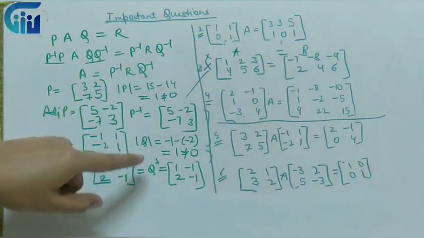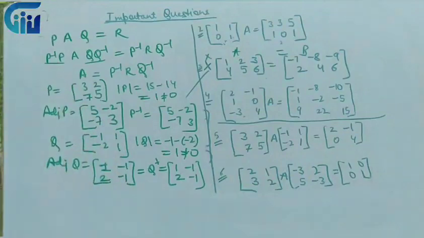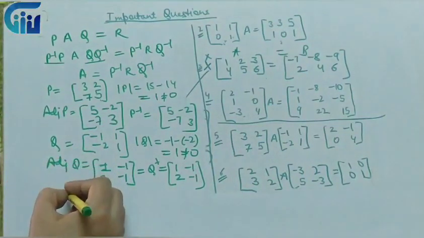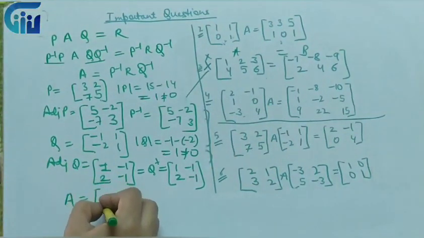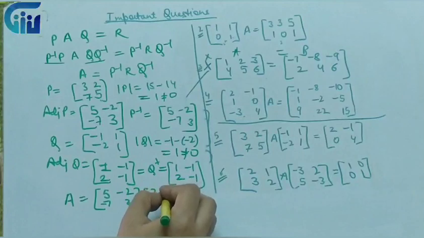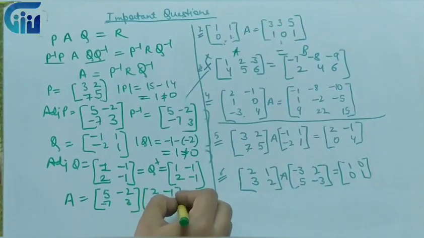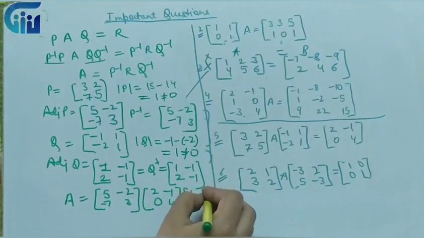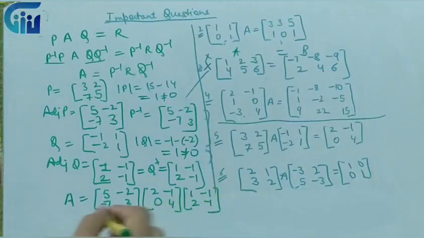So I have my P inverse, I have my Q inverse. I'll put it over there in A to get A. So P inverse is 5, minus 2, minus 7, 3. What is my R? That is 2, minus 1, 0, 4. And what is my Q inverse? That is 1, minus 1, 2, minus 1. So we will multiply it as we do usual multiplication. First of all, I'll take these two. You can take these two or these two. It will hardly matter. You will get the same answer.